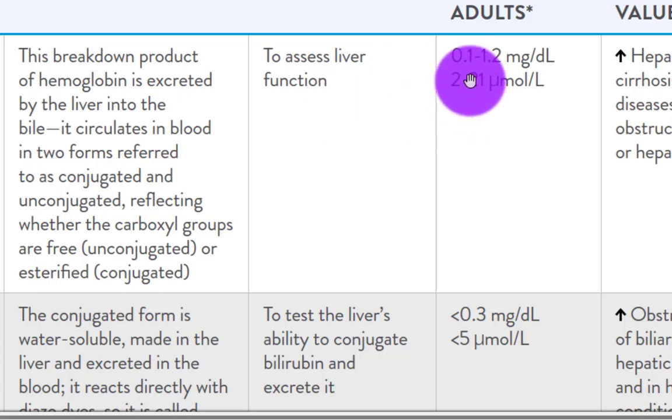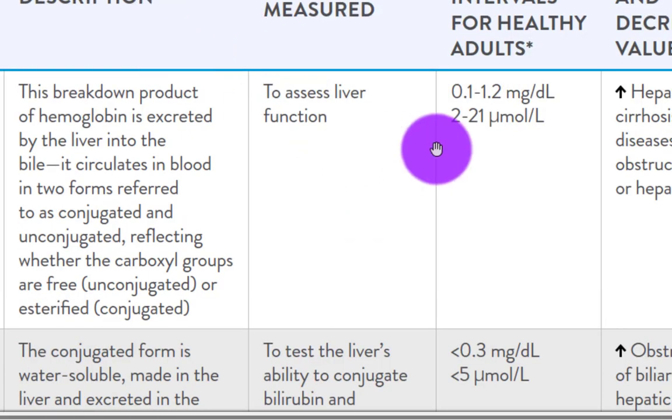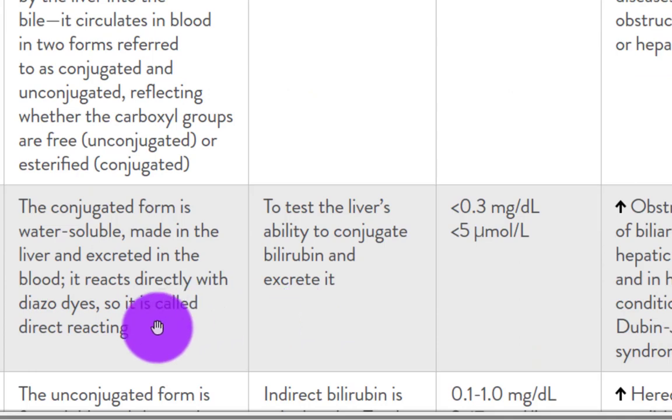The range for total bilirubin is from 0.1 to 1.2 milligram per deciliter. Increased in hepatitis, cirrhosis, hemolytic disease, and obstruction of biliary and hepatic ducts.